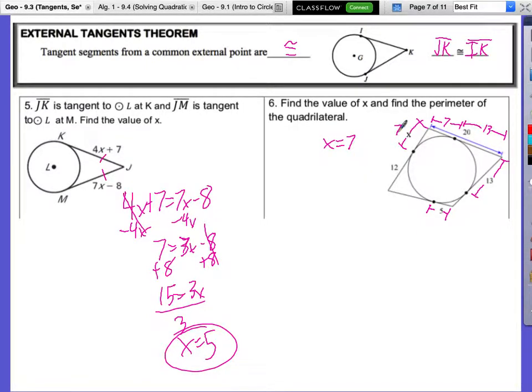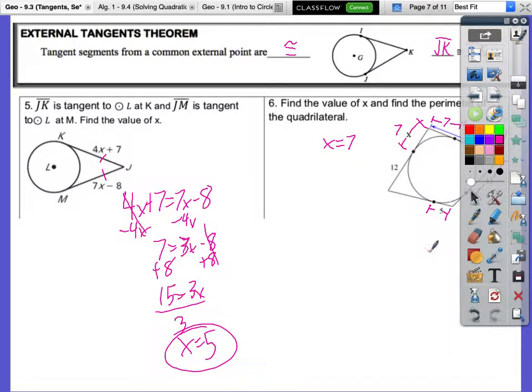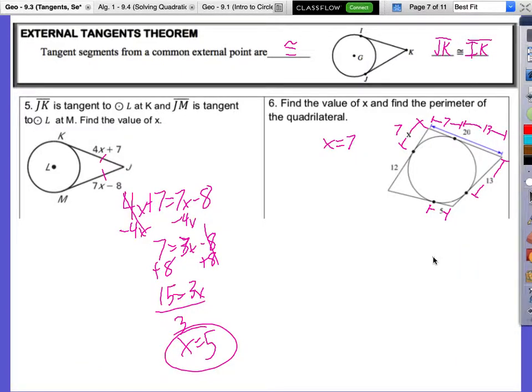Are we done once we found x? No, that's half the problem. We still need to find the other half. We need to figure out what the perimeter is. If this part here is 12, can we figure out what this is? It's 12, right? Because from this external point to this tangent, and from this external point to another tangent, the point of tangency would be 12 as well.